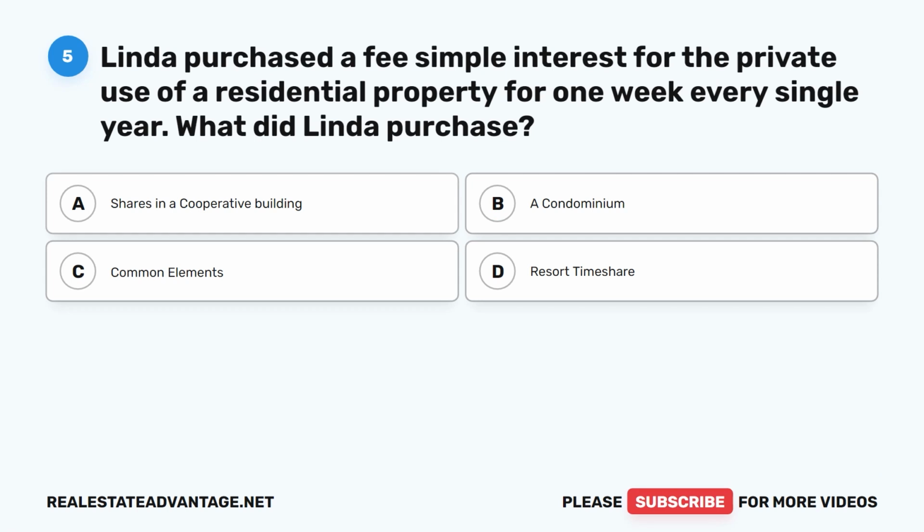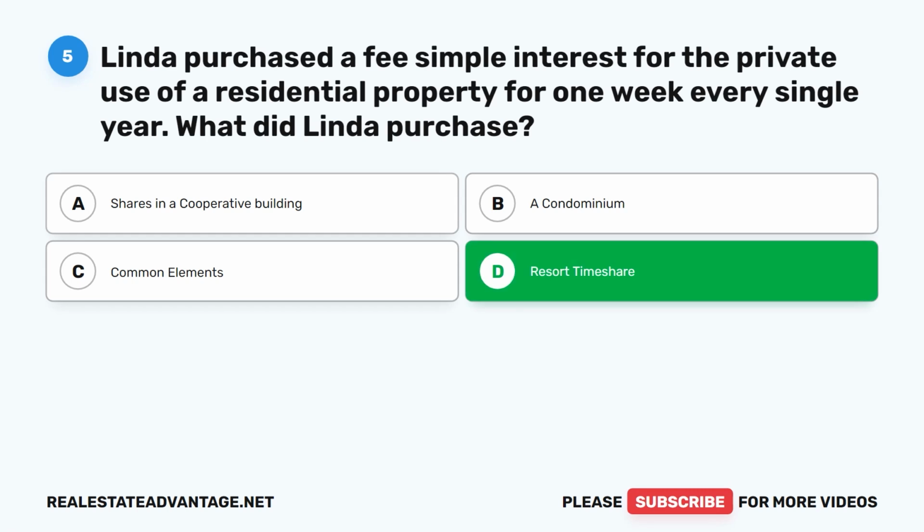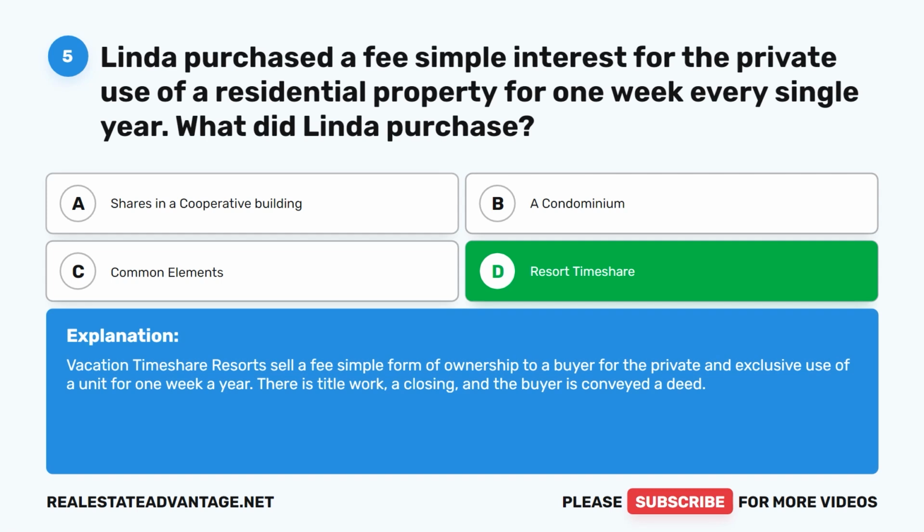Question 5. Linda purchased a fee simple interest for the private use of a residential property for 1 week every single year. What did Linda purchase? A. Shares in a cooperative building. B. A condominium. C. Common elements. D. Resort timeshare. The correct answer is D. Resort timeshare. Vacation timeshare resorts sell a fee simple form of ownership to a buyer for the private and exclusive use of a unit for 1 week a year. There is title work, a closing, and the buyer is conveyed a deed.